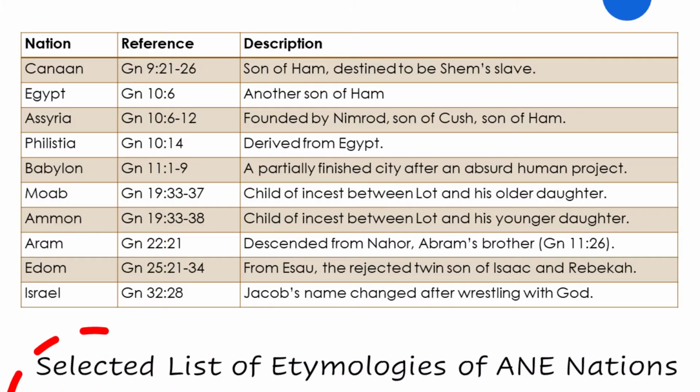One is that Genesis is not just about Israel's origins, it's also about the origins of the surrounding nations. As you can see, most of these nations have ignominious origins. You can see at the top of your list, Canaan, Egypt, Assyria, Philistia, all are related to Ham, one of the sons of Noah, the cursed son of Noah. Ham looks upon his father's nakedness after Noah gets drunk. This is after the flood. And Ham's descendants are cursed, most notably Canaan.